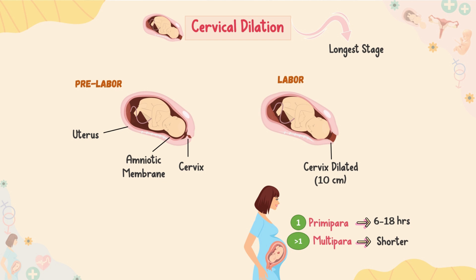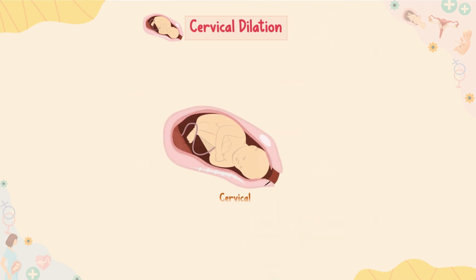Now, there are 2 main features of this stage. One of them is cervical effacement, that is actually the progressive thinning of the cervical wall, while the other one is cervical dilation, that is, of course, the progressive widening of the cervix. Well, this stage begins with the onset of true labor.